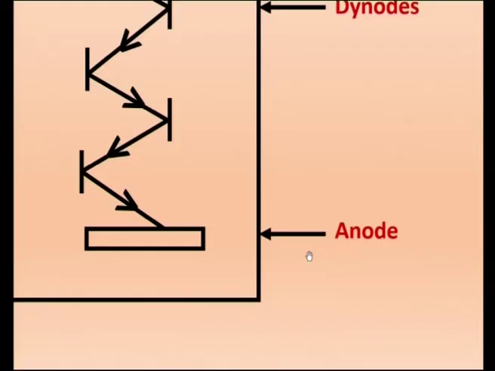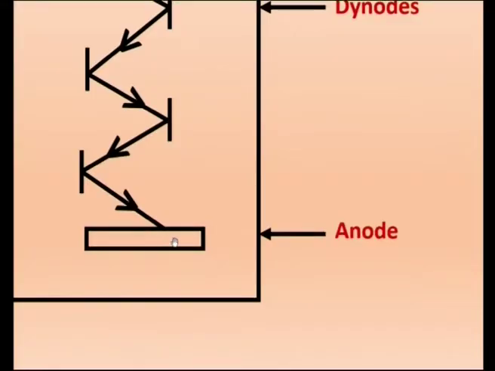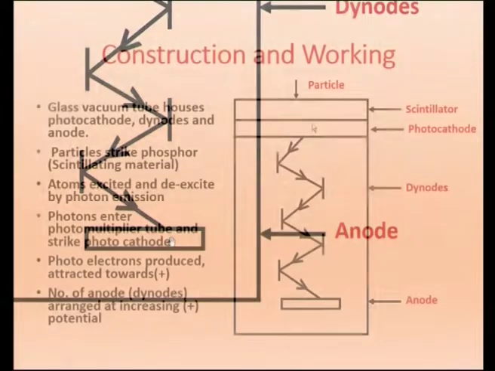So the idea is, any particle which enters will strike the scintillator, for example ZnS, that will emit a photon. That photon strikes the photocathode, and it emits an electron. This electron, being negatively charged, will be attracted towards the positive potential, and it will be reflected to and fro. Finally, it will reach the anode, and from here there will be a pulse. For every potential there will be a pulse, which can be counted with maybe digital counting.